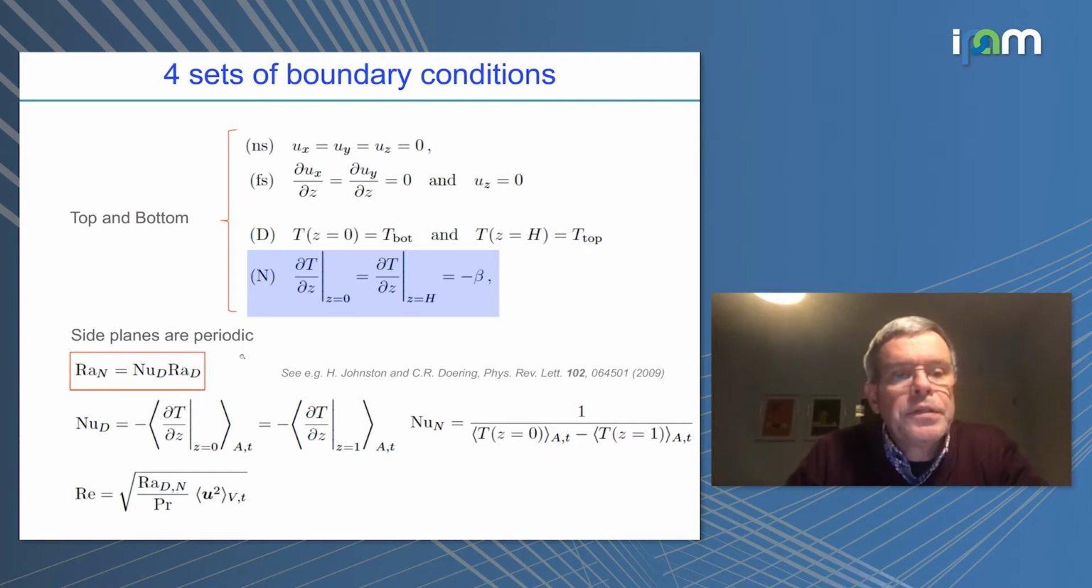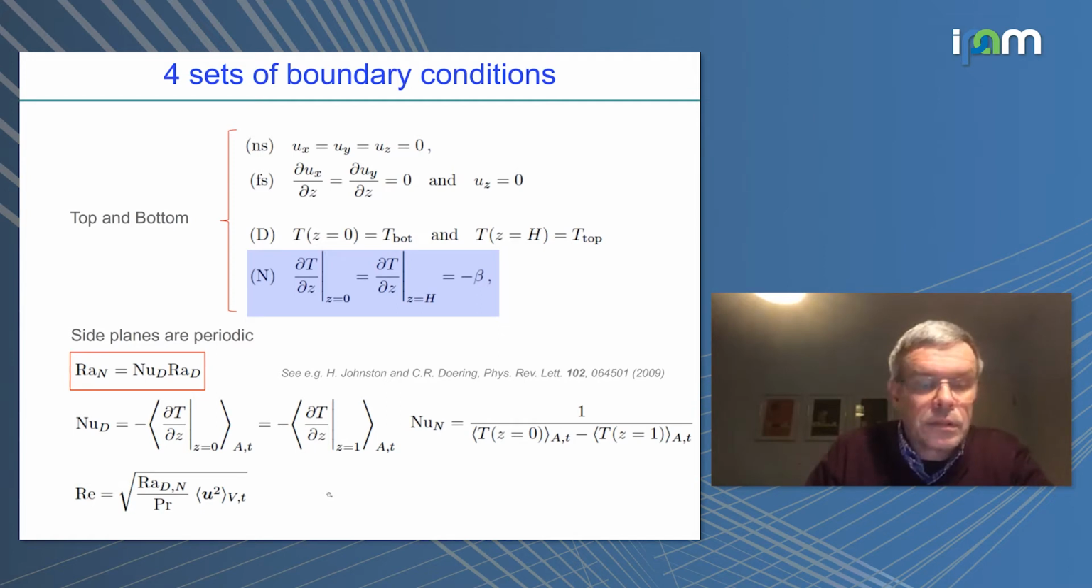periodic in all cases. We have to keep in mind that the Rayleigh numbers of the Neumann case and the Dirichlet case are connected with each other when you want to compare these simulations. See, for instance, the reference which I have given here. The system reacts with the turbulent heat and momentum transfer, and the corresponding measures are the Nusselt numbers, which are defined here for the Dirichlet and Neumann case, and the Reynolds number at the bottom for the momentum transfer.